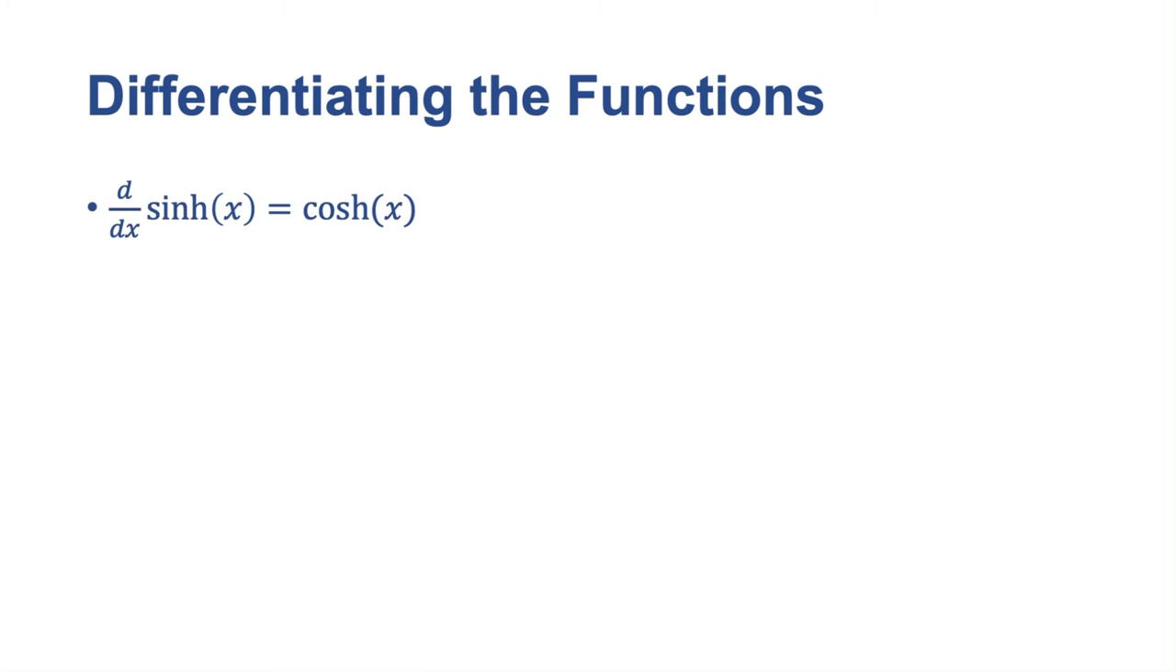All right, so if I want to take the derivative of sinh, that's just going to be cosh. That's just like if we want to take the derivative of the sine of x, that's just going to be the cosine of x. And it's the exact same thing here.